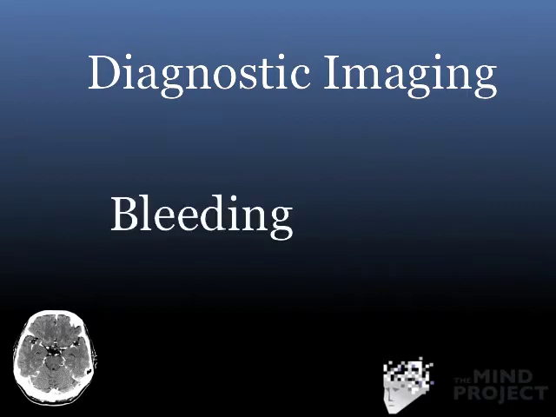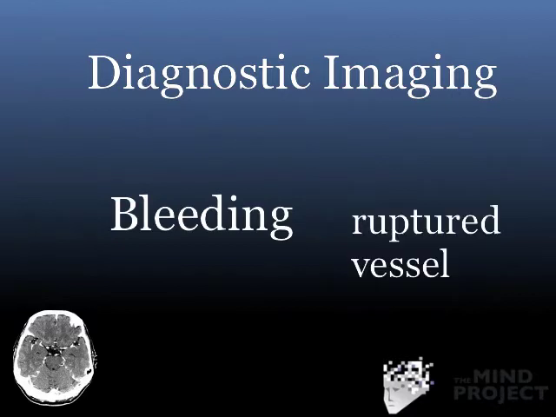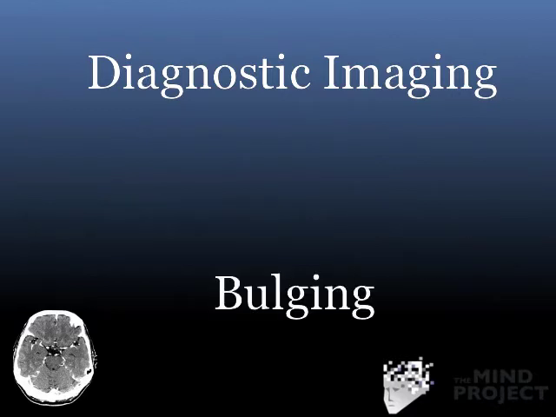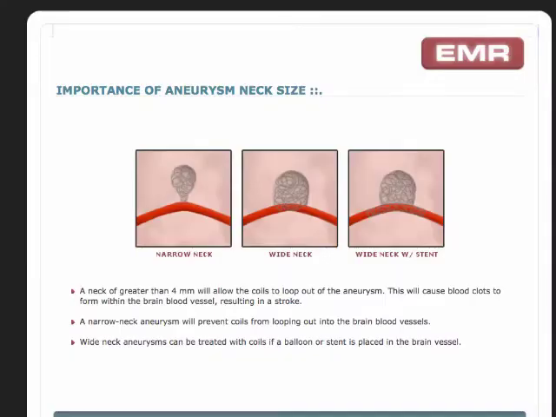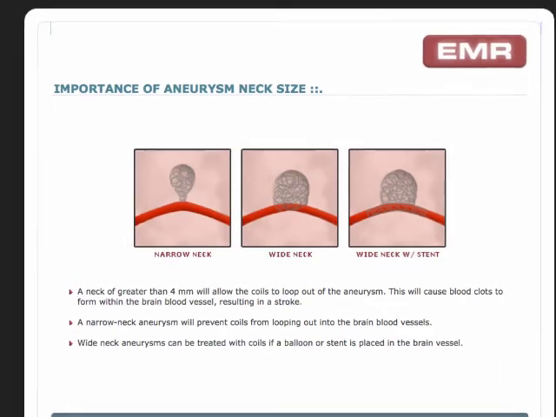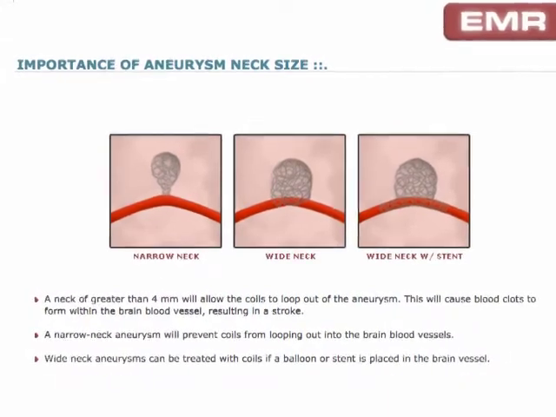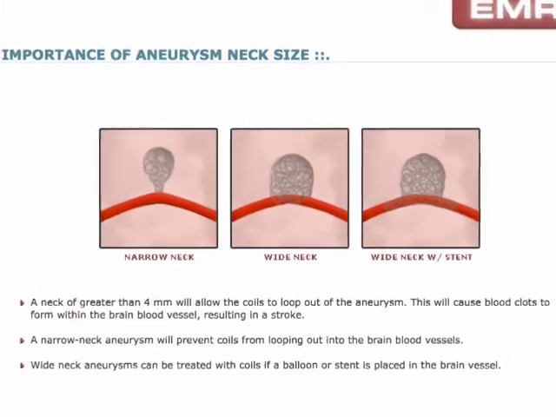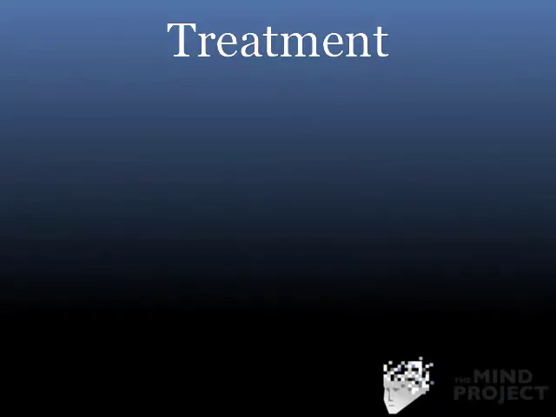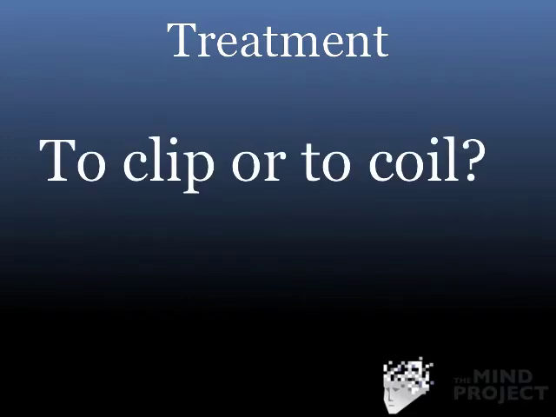If you see blood outside the blood vessel, a ruptured vessel may be the cause. Or if you see a bulging vessel, the cause of the stroke might be an aneurysm. You will need to pay close attention to the diameter of the aneurysm itself and the aneurysm neck size. This will help you to determine whether the treatment should be clipping of the aneurysm, coiling the aneurysm, or leaving the aneurysm untreated. If you decide to perform a surgery to treat the patient, be sure to follow the directions in the protocol. You will be choosing between either clipping or coiling.